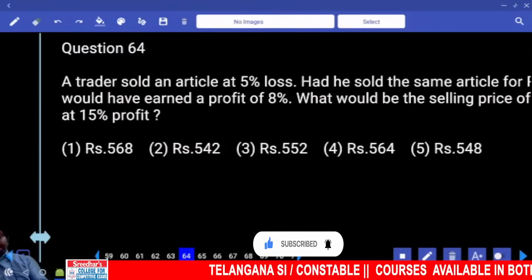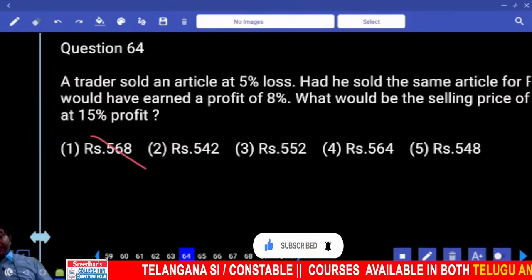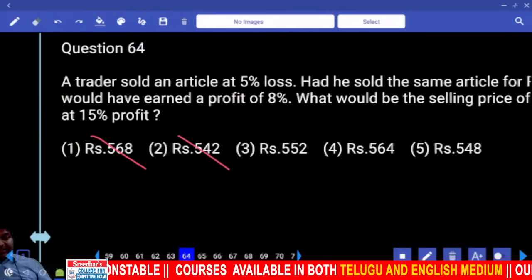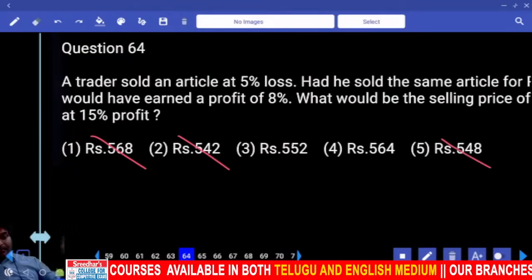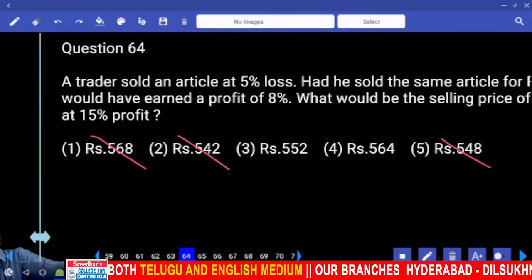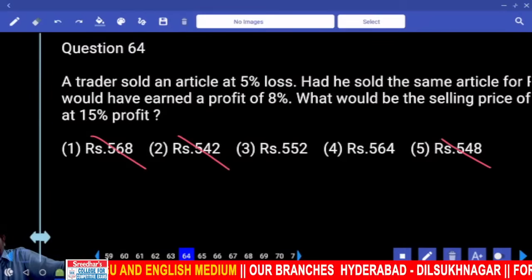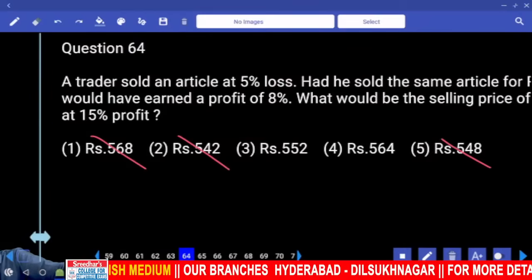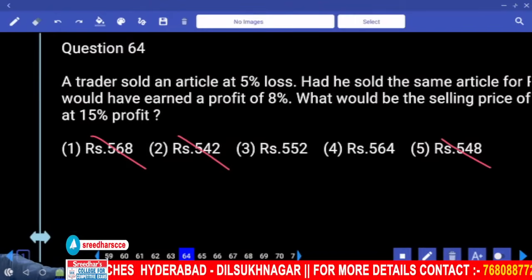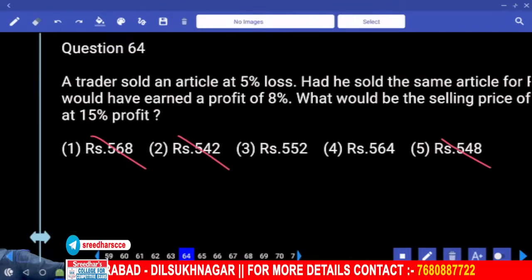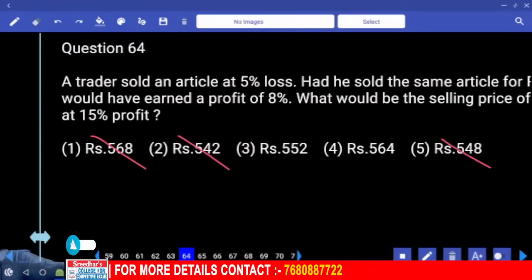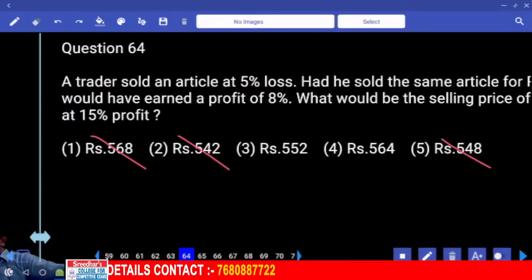Can it be first option? No. Second option? No. Third? Yes. Fourth? Yes. Fifth? Look at third and fourth. Are they only 3 multiples or 9 multiples also? Is there any 9 multiple among third option and fourth option? If one is 3 multiple, the other is 9 multiple, we can eliminate 9 multiple, right? But both are 3 multiples only, not multiples of 9.